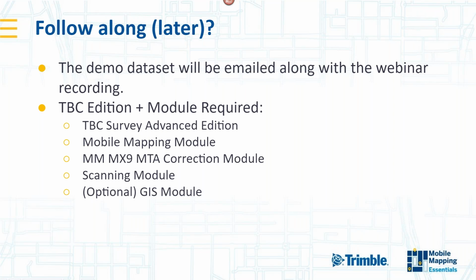For processing the MX9 data set, you will need this TBC edition and module combination. First, you will need the TBC Survey Advanced Edition. Then on top of it, you will definitely need the mobile mapping module together with the MX9 MTA correction module. Also, in today's webinar, I'm going to show you some functions that are sitting in the scanning module. And if you are a GIS user, sometimes you may want to also get the GIS module to connect to a GIS data source. But today, this will not be included in the webinar.